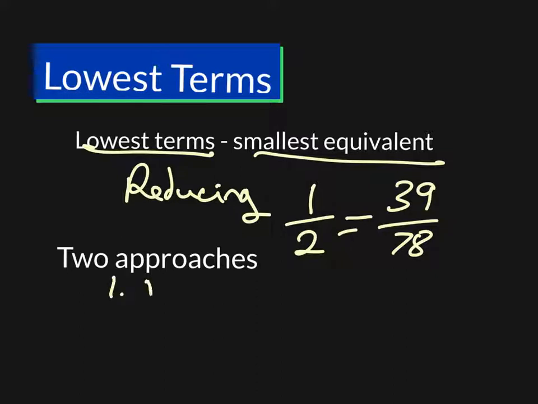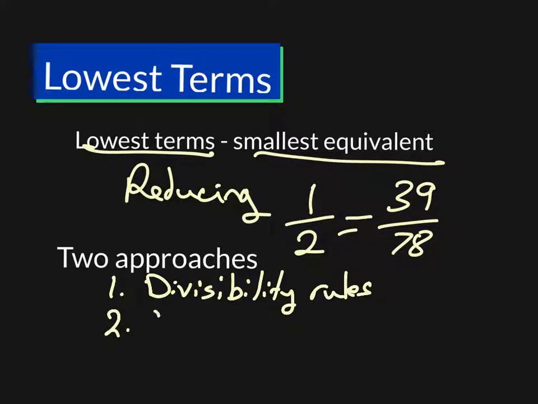One involves divisibility rules, and the other involves finding the greatest common factor.